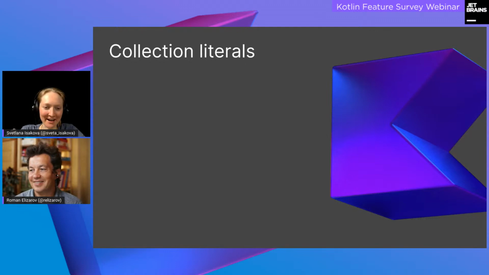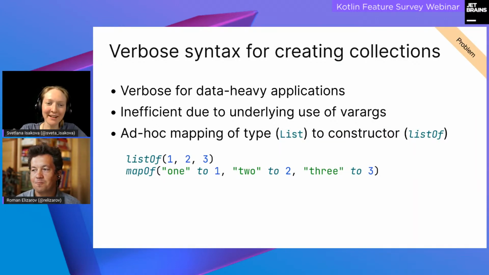Yeah. So let's first discuss the problem. What's it about? What are the problems with the current ways to create collections? Collection literals are actually specialized syntax that is used in many different languages for creating collections. So what's the problem? It's verbose for data-heavy applications when you need to create lots of collections. And it wouldn't probably be such a problem, but there is also this built-in inefficiency because these library functions use varargs, and that's not the most effective way to implement collection creation.